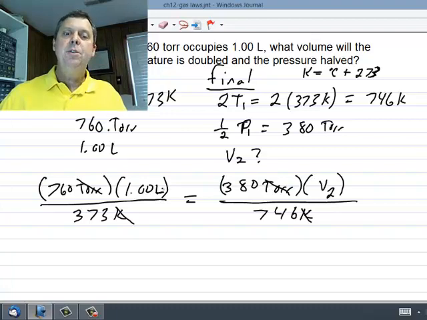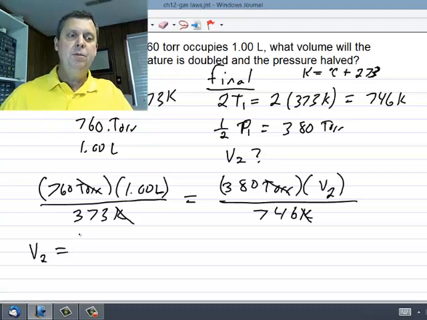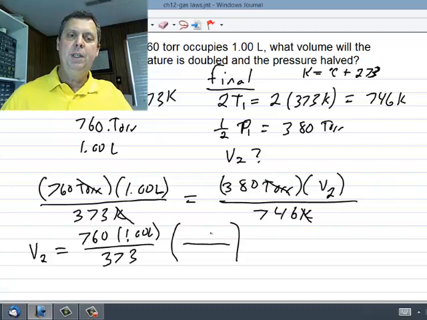And then rearrange to solve for V2. If your algebra is rusty, it might be a good time to pause the video and solve for V2 yourself. You should arrange to get 760 times 1.00 liters over 373, times, when I get V2 by itself, 746 over 380.